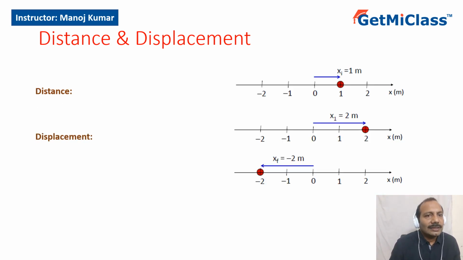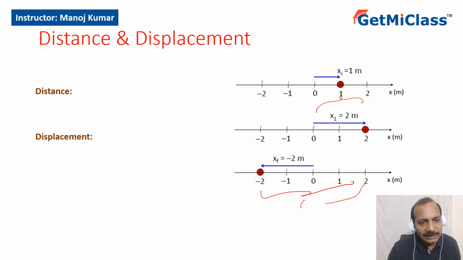Now let's look at this. Let's take a situation where a body is moving along a straight line, and you can see that there is a scale shown here. Just to understand, let's assume that the body starts from 0 and moves towards positive x. It moves 2 meters and then it comes back to this final position.